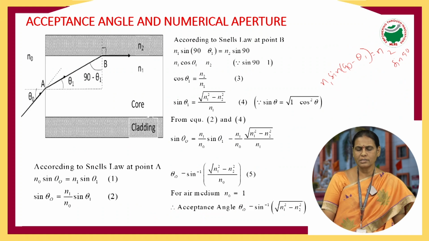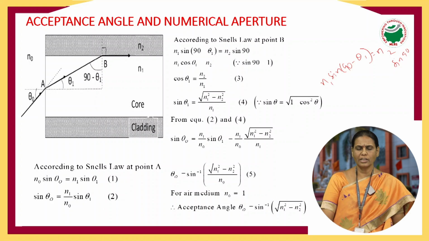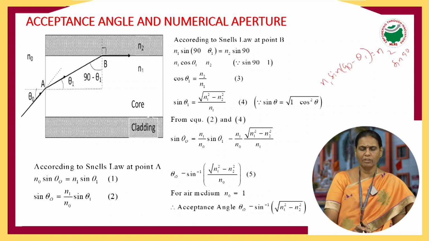Now, sine of 90 minus theta 1 is cos theta 1. So, n1 cos theta 1 is equal to n2 sine 90, and sine 90 is 1, so that is equal to n2 only. Now, we can write the expression in terms of cos theta 1, that is n2 by n1. This is a simple mathematical form we are using. Now, you have an identity, sine square theta plus cos square theta is equal to 1. You can write the equation in terms of sine theta, that is root of 1 minus cos square theta. Same thing we are applying here.